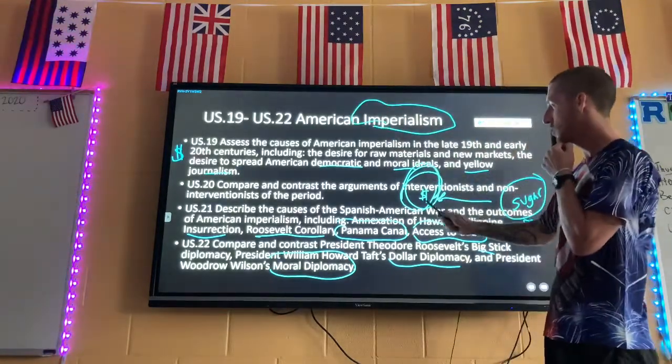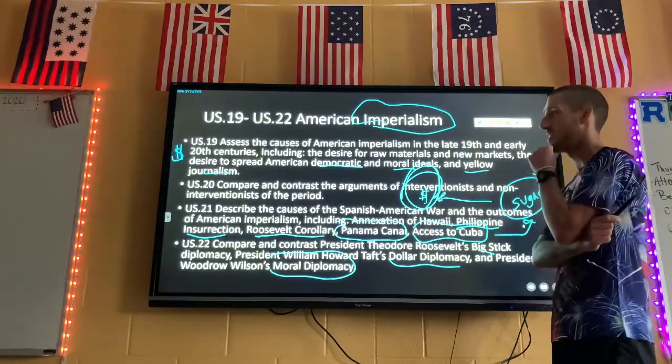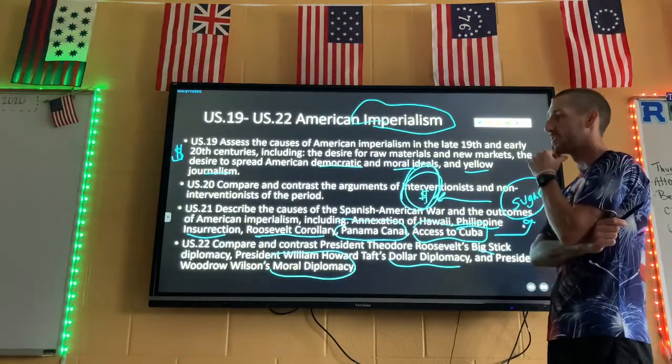Most of them have to do with money. Basically, it all goes down to money here. But those are all the reasons.